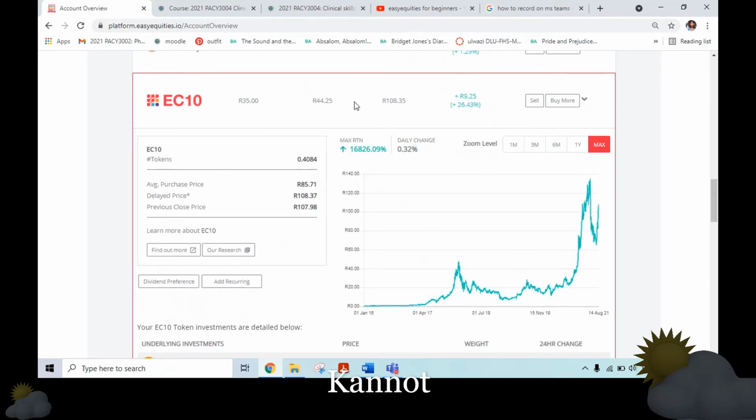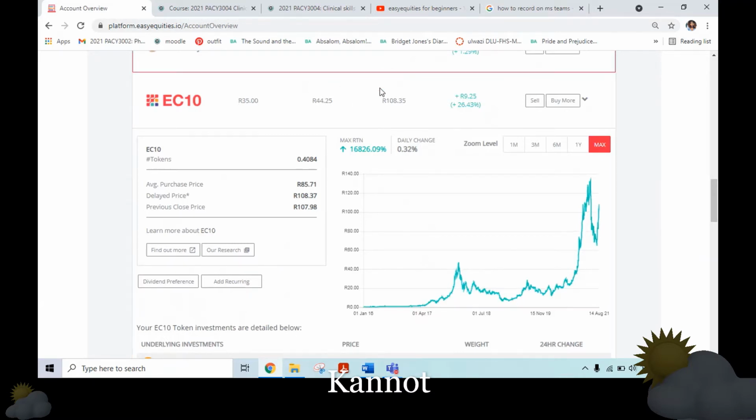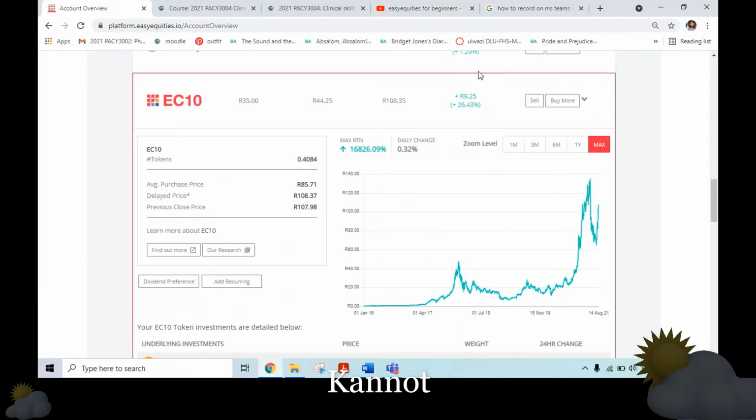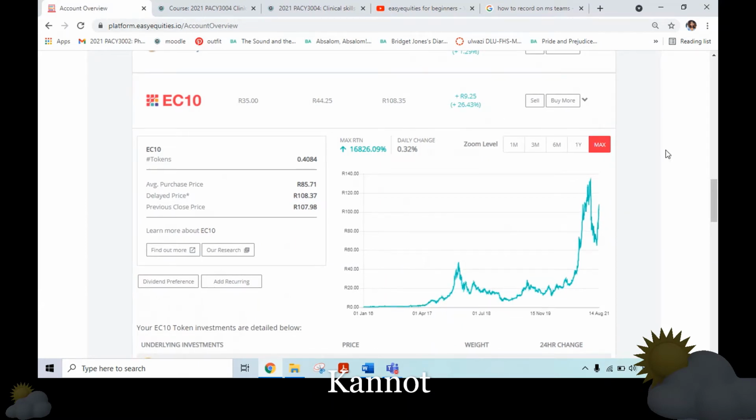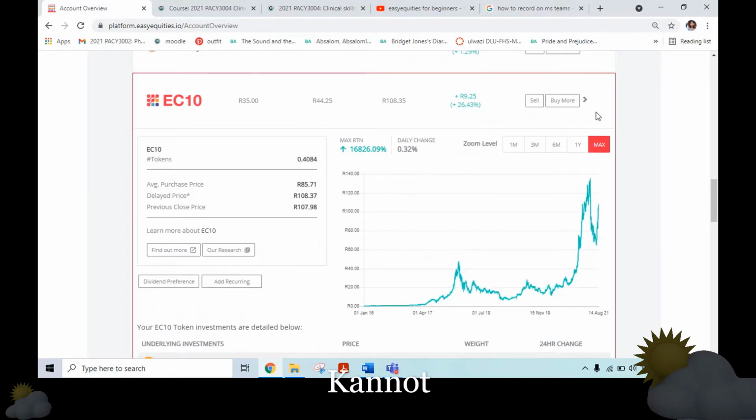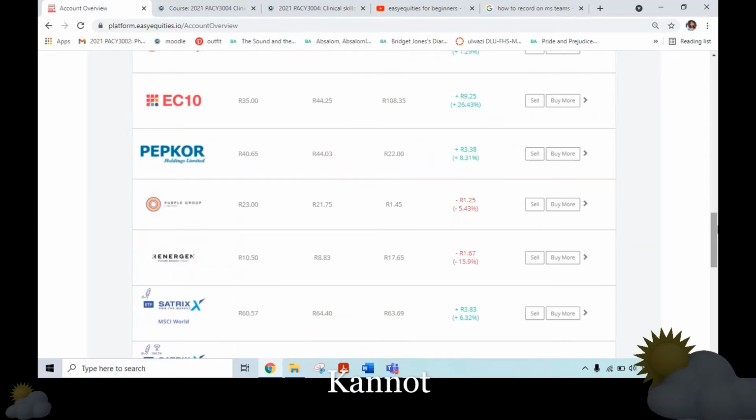Now I have 44 and 25 cents. This is how much the stock is worth, and I've made a 9 rand profit. That's huge. That's like the number one thing for me on here. That's what made me my money. Okay, and then Pep will always do well.